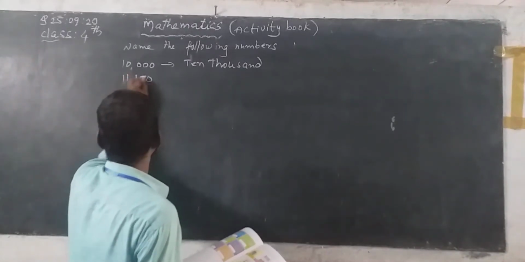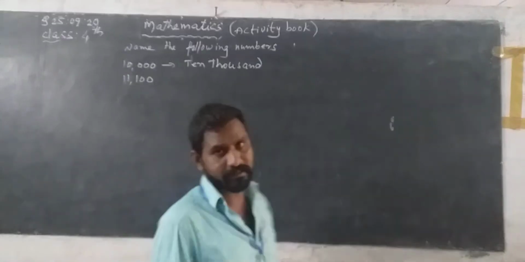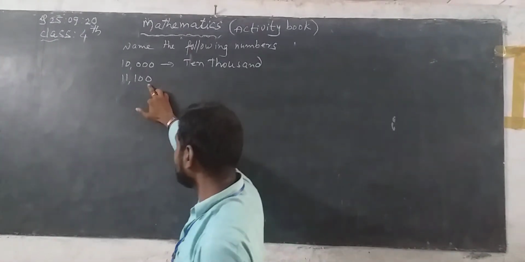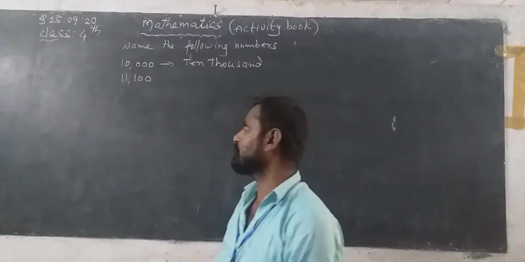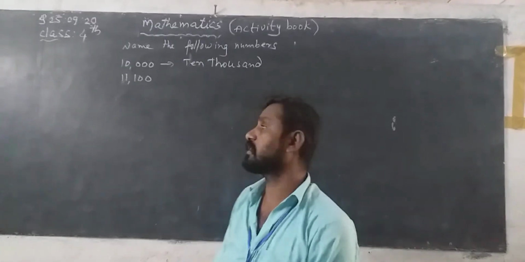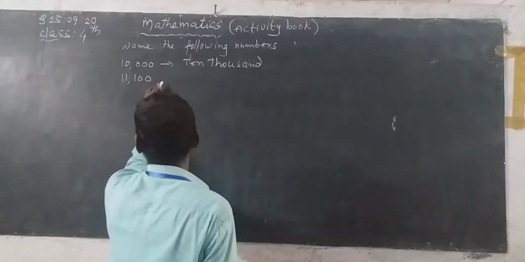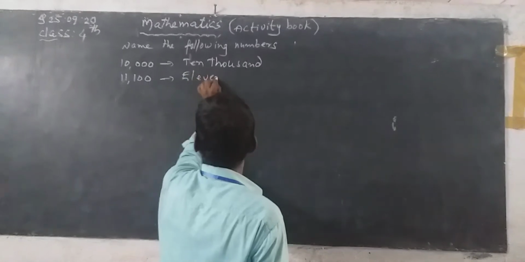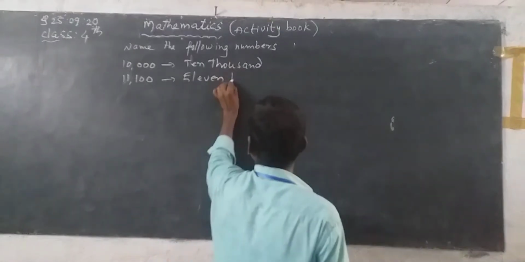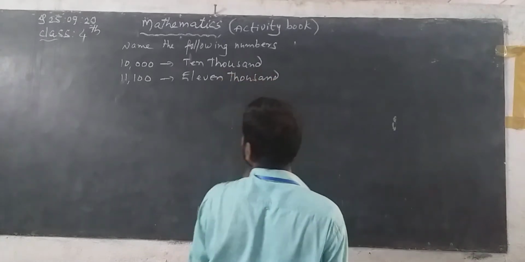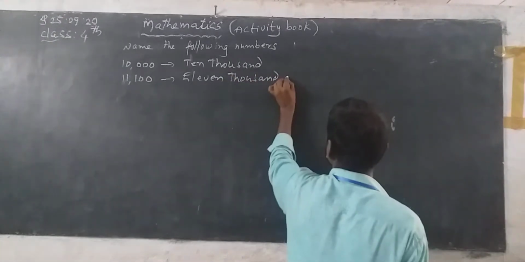Next, see here. It has 2 periods from right to left side. The first 3 places go to the ones period. The fourth and fifth places go to the thousands period. Then 11,000. 11,100.